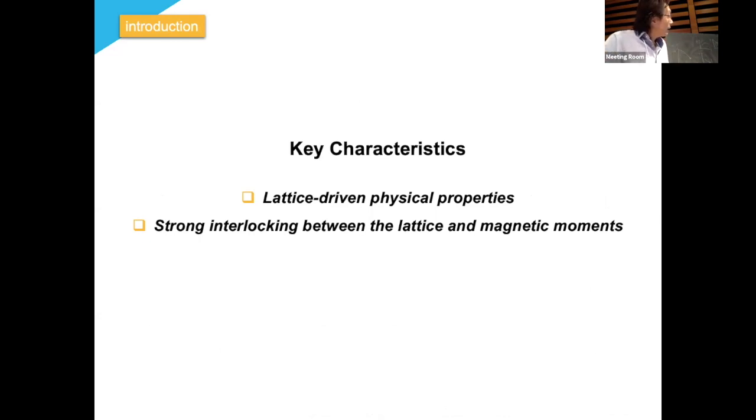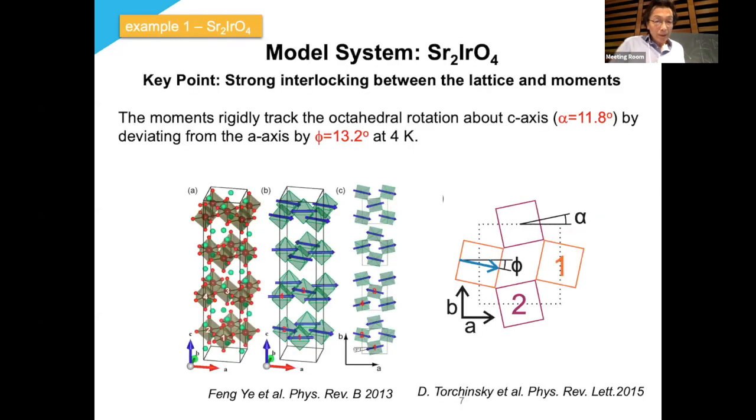One other important feature in this type of material is that there is a strong interlocking between the lattice and the magnetic moments. We take advantage of these features, and in the rest of this talk I'm going to give you two examples of current control phenomena. One is this compound.